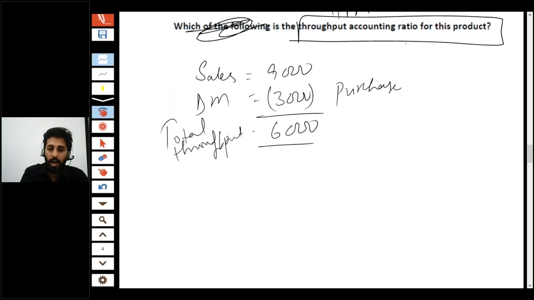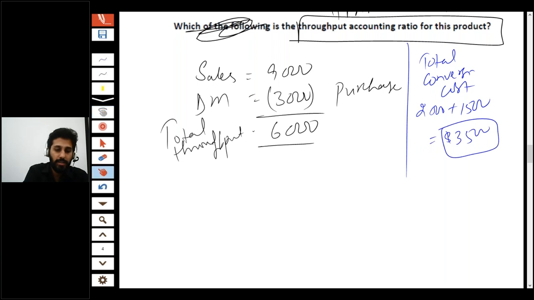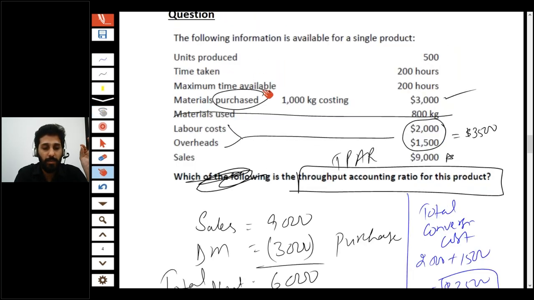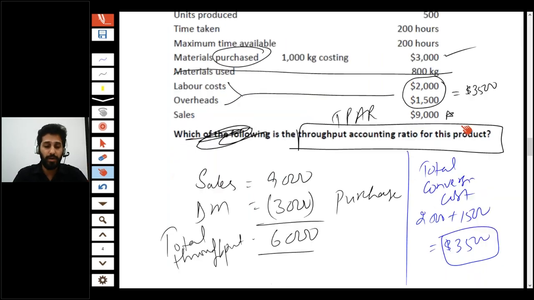Total throughput. And now I will have total conversion cost. That would be $3,500, right? And what is the maximum time available to me? That is 200 hours. I do not have enough time in this question. That is only 200 hours, right? And so I will be taking that time. So simple. I will have return per hour and cost per hour.